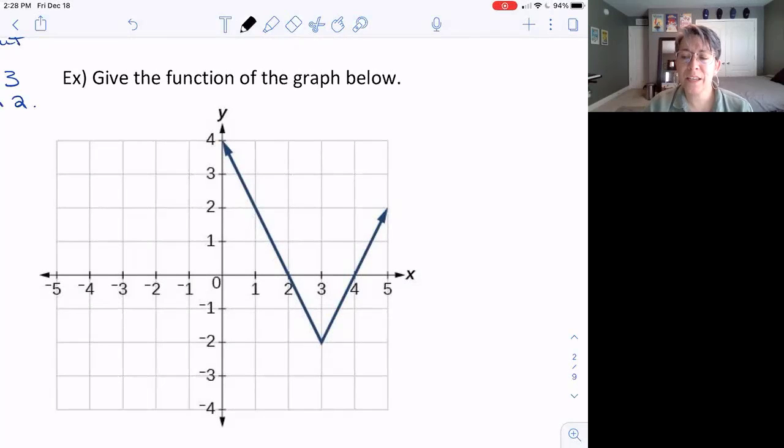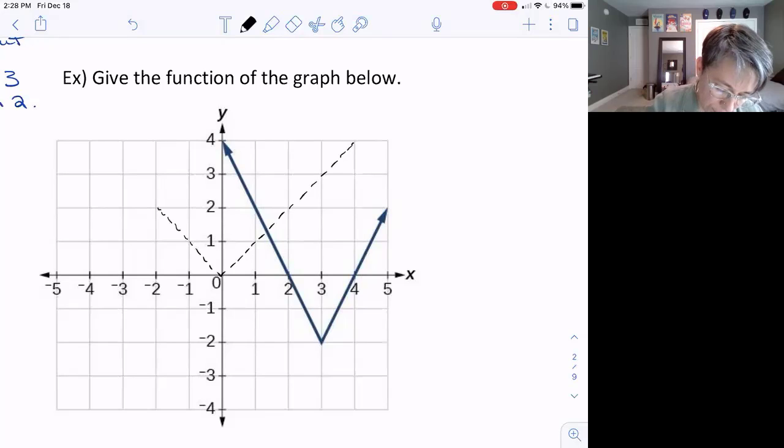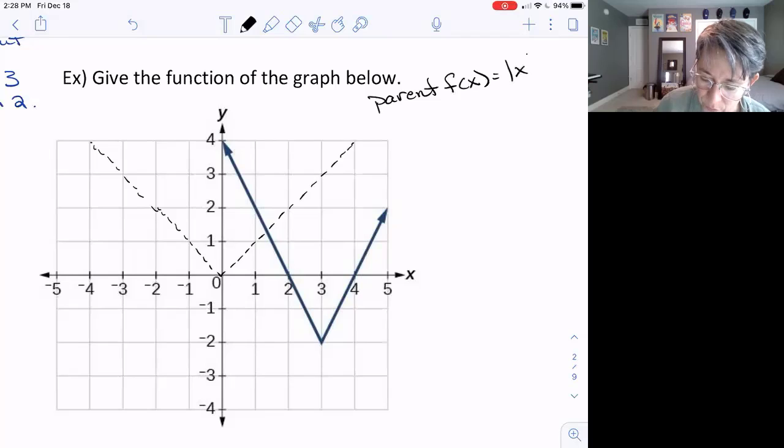Now in this graph, they're asking us to do something slightly different. This time they've given us the picture of the graph and they want us to determine what the original equation is. Well, we can tell by the shape of the graph that we are dealing with absolute values because the shape is a V. So if we were to graph lightly here what a parent function of an absolute value looks like, okay? Again, parent function would be f of x equals the absolute value of x.